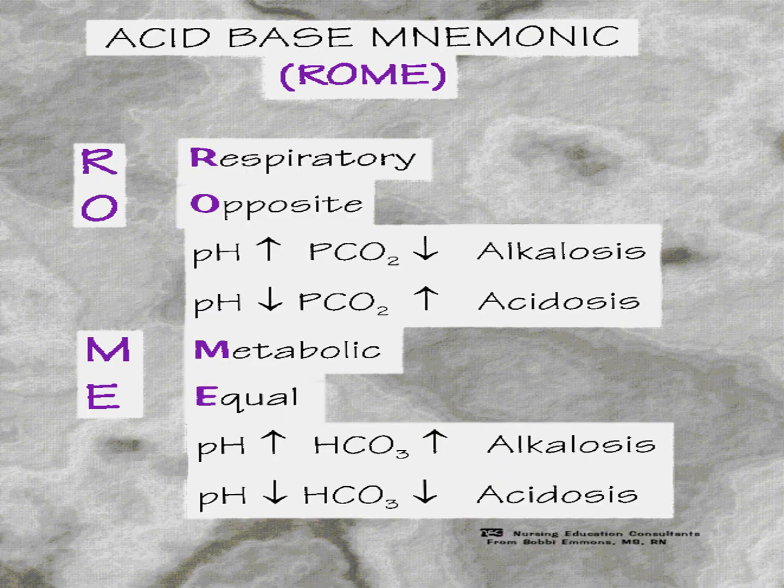Another thing that sometimes people use is ROME for your acid-base mnemonic. Respiratory is opposite. So you got your pH up, PCO2 down, or pH down, PCO2 up, or metabolic is equal. Your pH and bicarb both go up, or your pH and bicarb both go down. Okay, so that's ROME. Respiratory opposite, metabolic equal.